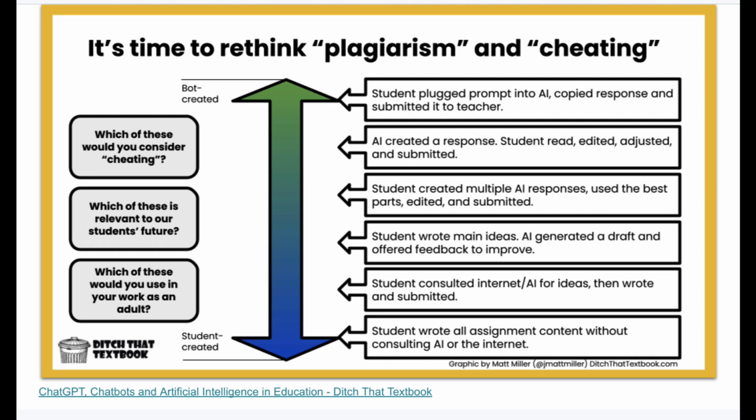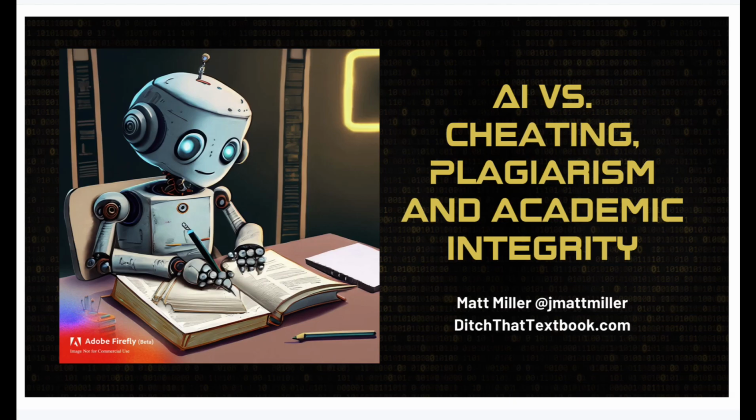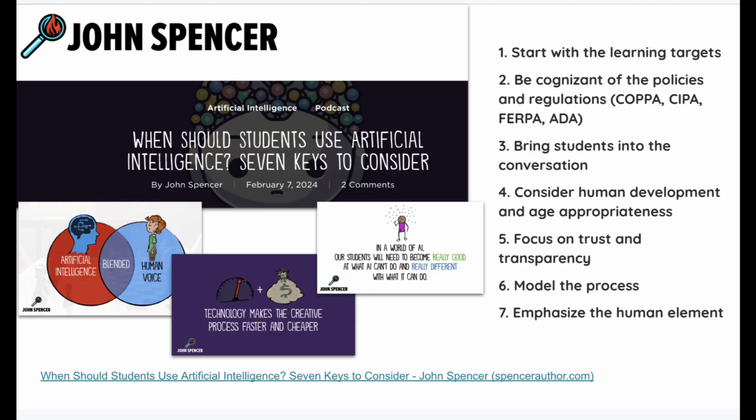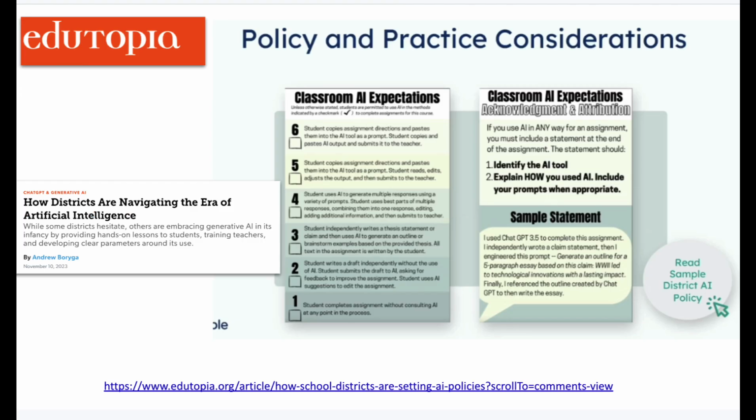And in some cases, we want total student creation. And in some cases, we want somewhere in between. Matt's created a slide deck on this, and I think it's brilliant, and I hope you take a look at that. John Spencer has an awful lot of work. He's another educator I follow about when to use artificial AI.